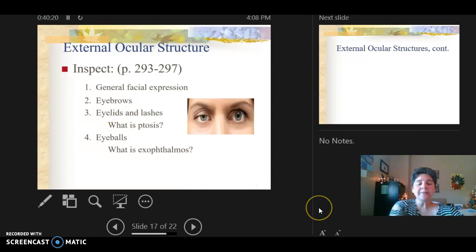Ptosis, you can read about it. It's the drooping of one eyelid. So if we look in this picture, the eyeball to the patient's right looks like it could be drooping. Exophthalmos is where we have that bug-eyed look, so the eyes are kind of popping out, and we see this with certain thyroid conditions.